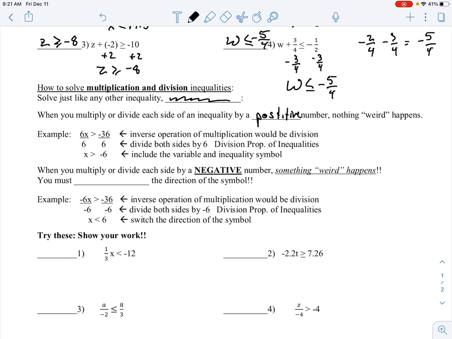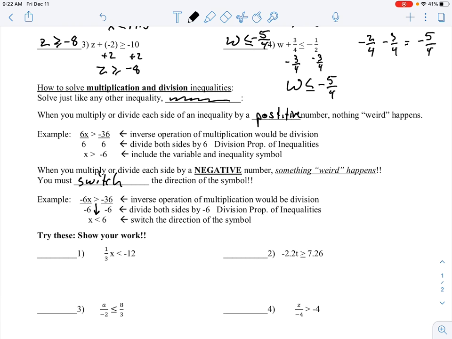Here's where the important thing to remember comes in. When we multiply or divide each side by a negative number, this is where something weird happens. We must switch the direction of the symbol here. You'll notice that when we divide by negative 6 to solve for this, our sign flip-flopped around.